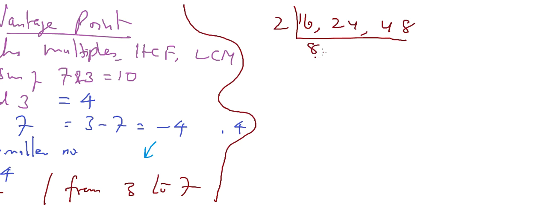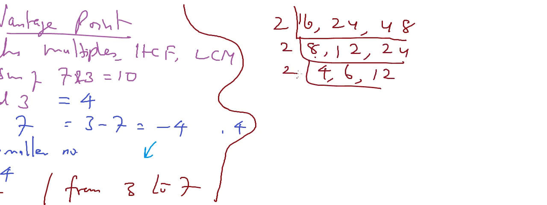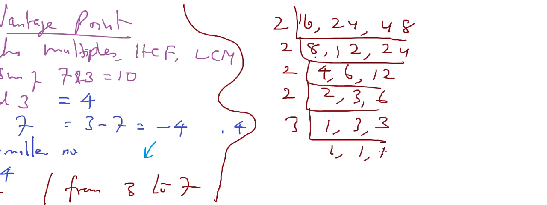Suppose you divide by 2, then 8, 12, 24, then again 2, 4, 6, 12, 2 again, 2, 3, 6. Okay, now again 2, 1, 3, 3, now 3, 1, 1, 1. Okay, so you can divide like this.